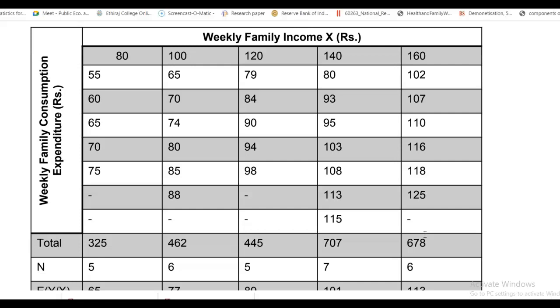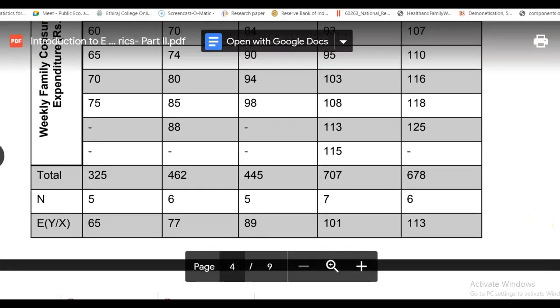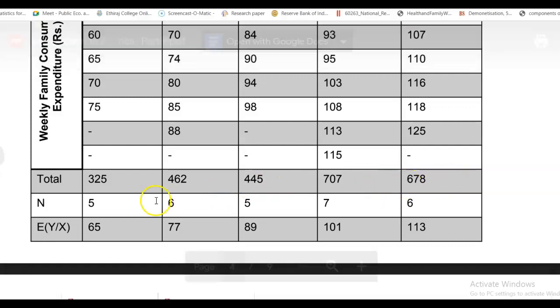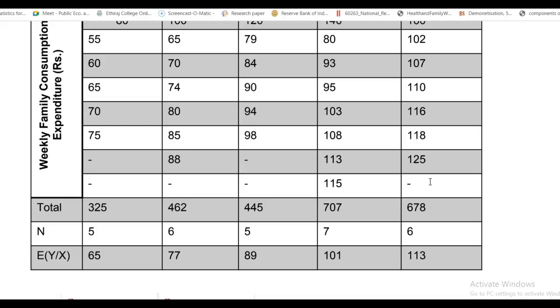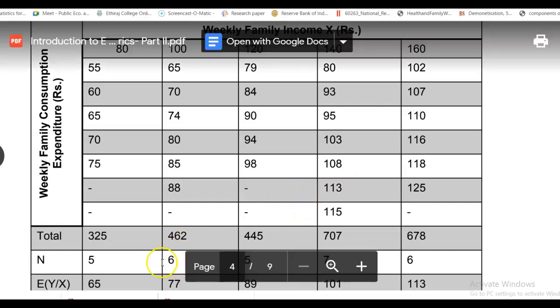For example, there is one village where we have a total population, and the total population is the sum of all this: 325 plus 462 plus 445, 707 and 678. So this is the total population. Considering all this, it is divided among different income groups, and their respective consumption expenditures are put here. You can see there are 5 families here.